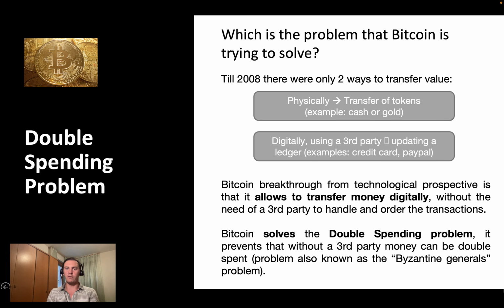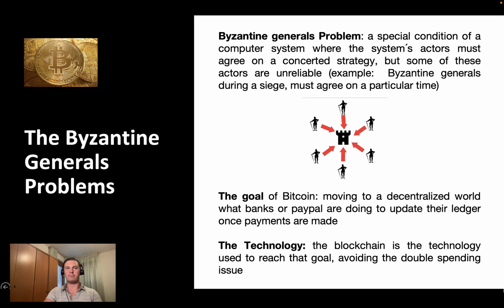And Bitcoin solves the double spending problem. It prevents money from being double spent without a third party. The problem is also known as the Byzantine generals problem.